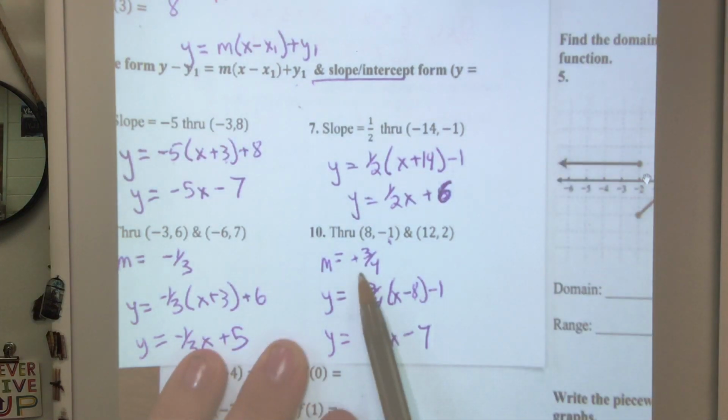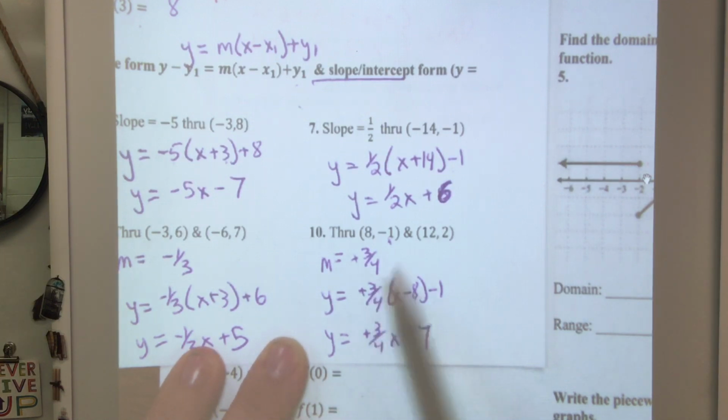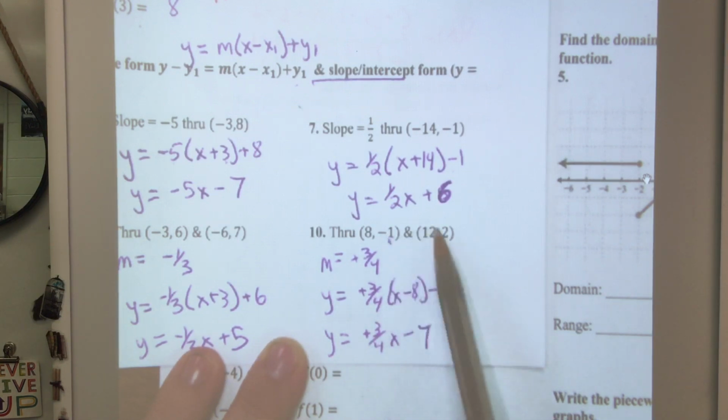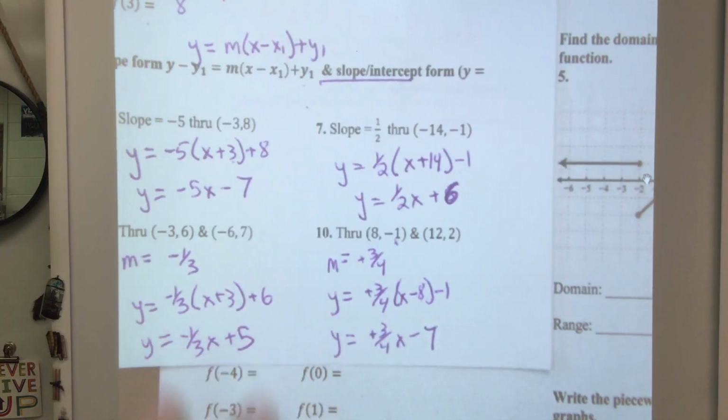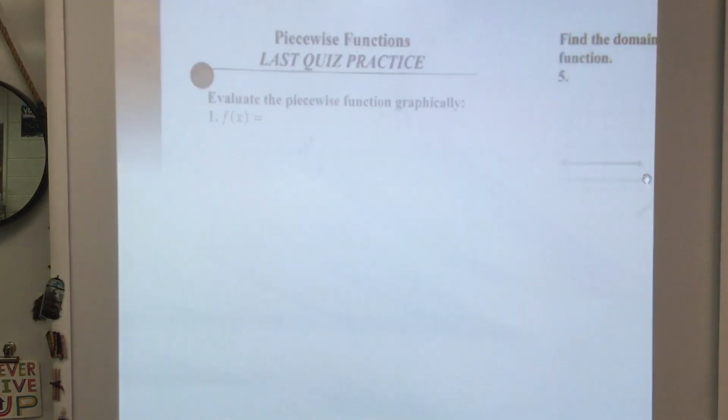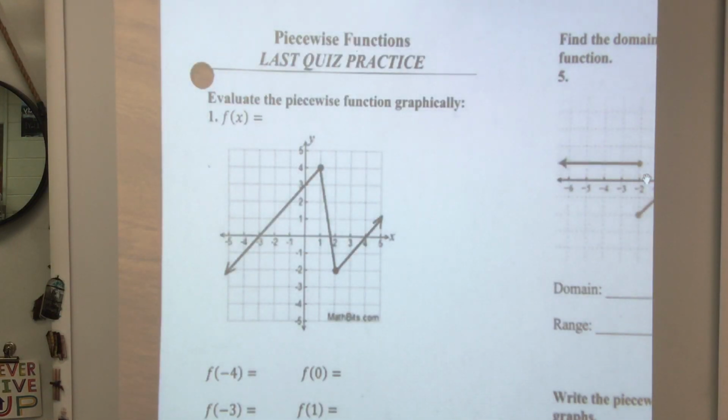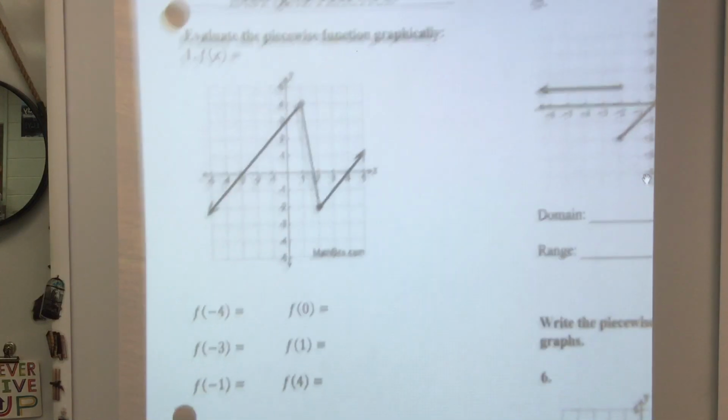Number 10, it should have been a positive 3/4, and that would give us 3/4 x minus 7, because 2 minus the -1 is a positive 3, and 12 minus 8 is a positive 4. Okay, it's very easy to get the positives and negatives mixed up. But I will do a problem like 5 through 7 and a problem like 8 through 10 on the last practice. So here we are at number 1.